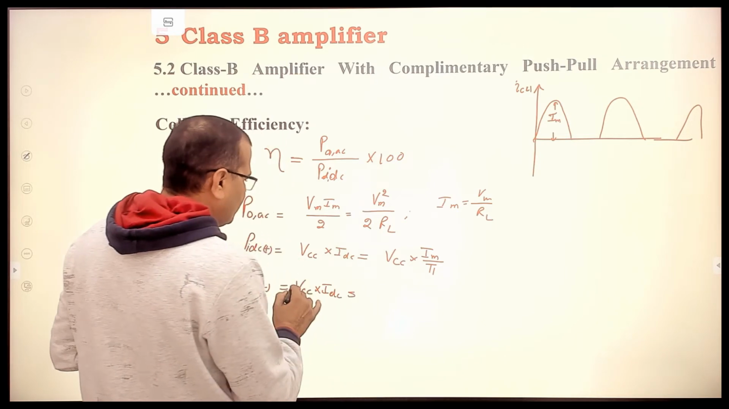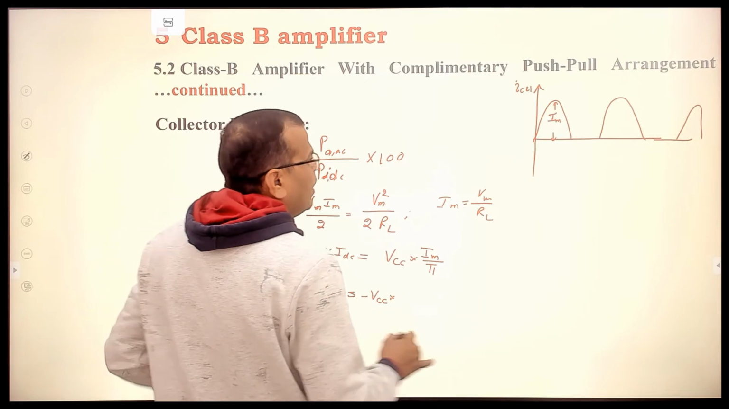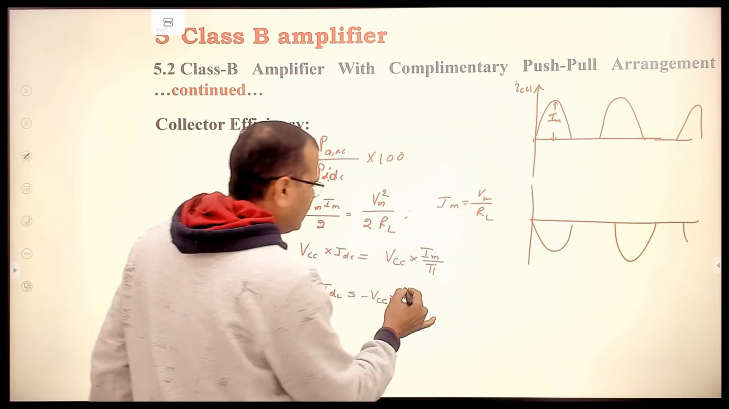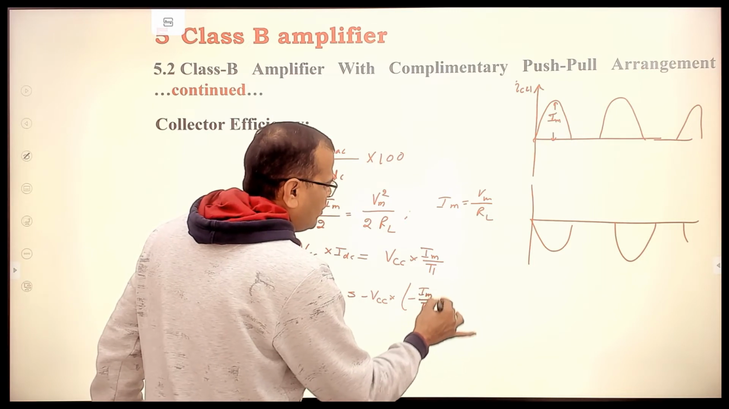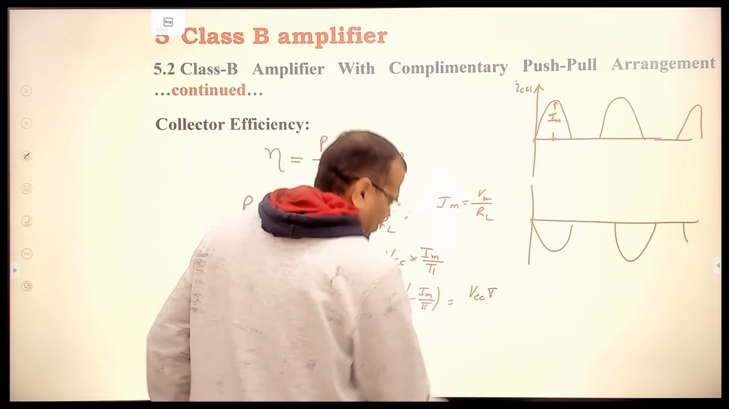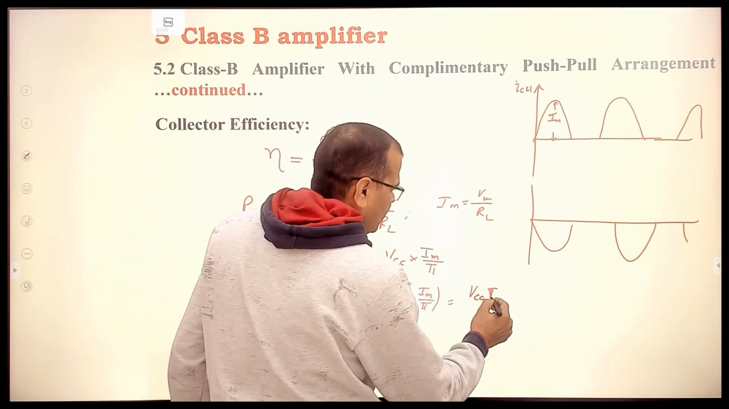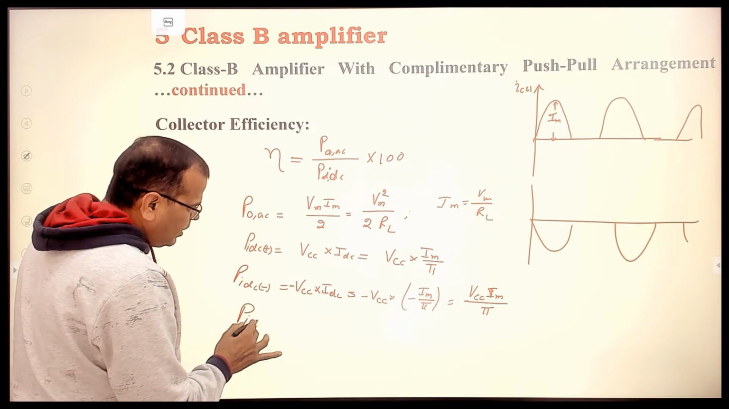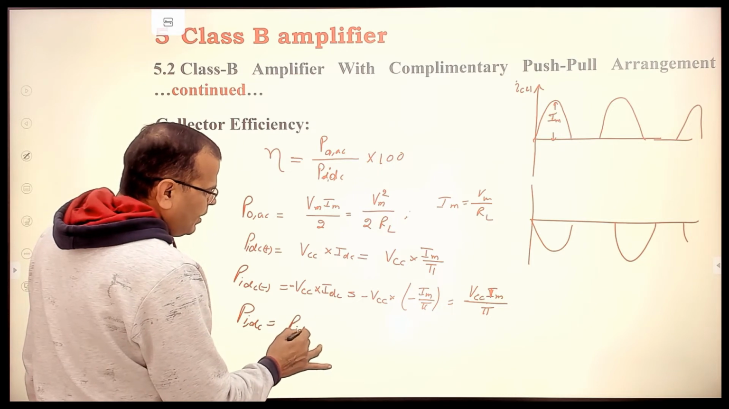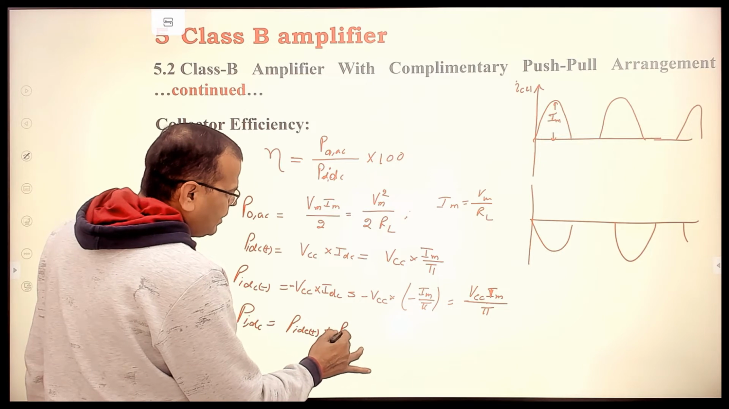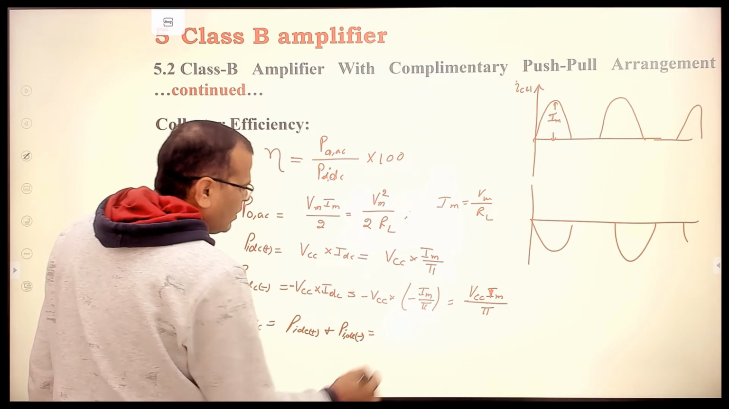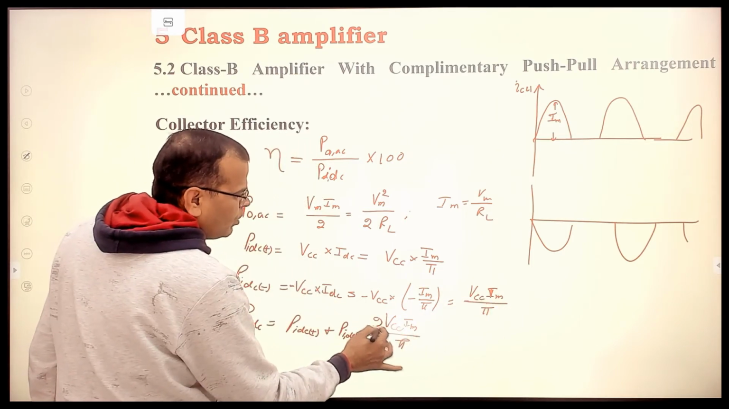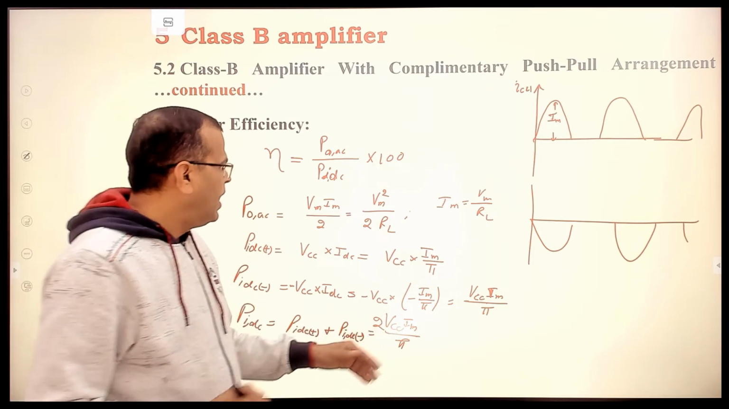So this is minus VCC into IDC. And remember, during negative half cycle, this is minus, this is minus, so the IDC is nothing but minus Im by pi. It was negative. And this is VCC Im by pi. So total power taken from the DC source will be PIDC during positive half cycle plus PIDC during negative half cycle, and this is equal to VCC Im by pi into 2, because both are added here. So 2 VCC Im by pi.